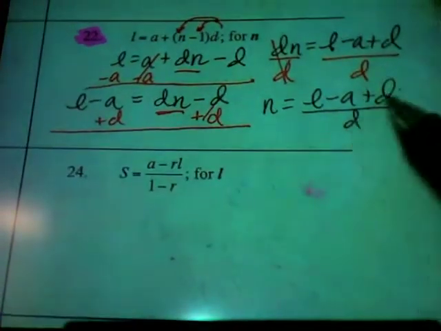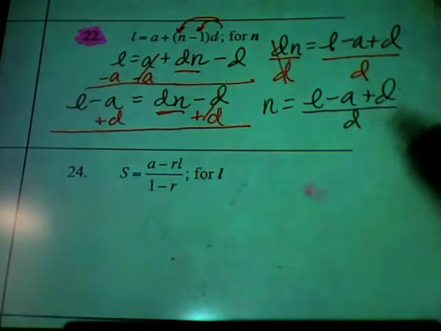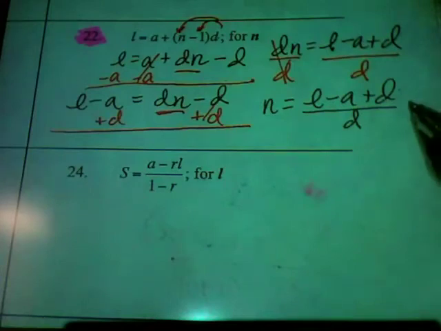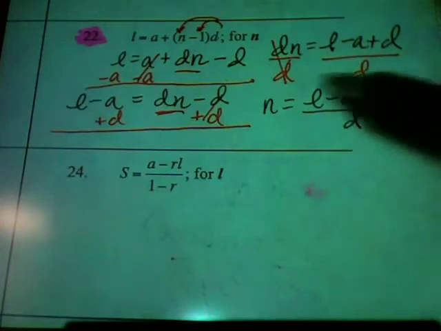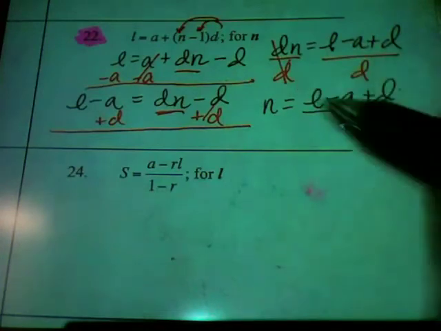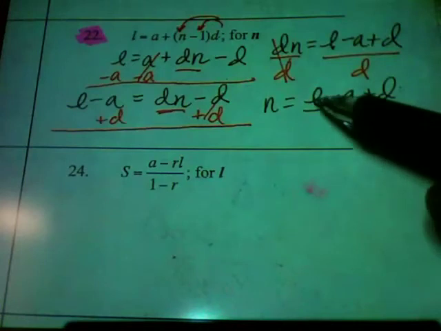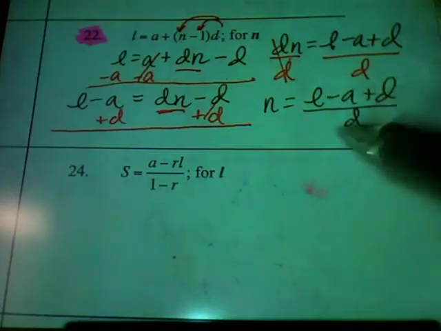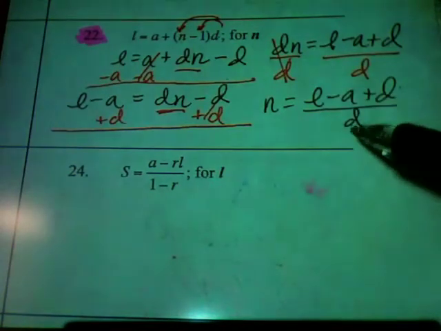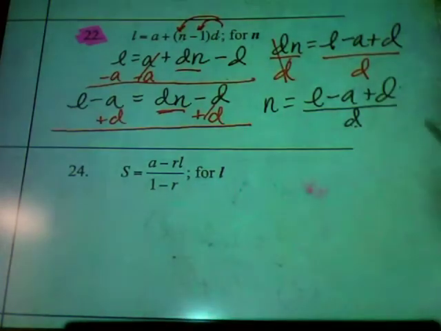How come I can't cancel this d here? But why? I can't cancel something in the denominator with only one thing in the numerator when there's addition and subtraction going on. If there's addition and subtraction going on here, I'd have to be able to cancel it here, here, and here. Because remember, technically this is L over D minus A over D plus D over D, right? And so only the D over D would cancel and become 1. The rest of that, if you did that, you'd have to leave it as L over D minus A over D. So I wouldn't suggest you do that. I would just leave it this way.